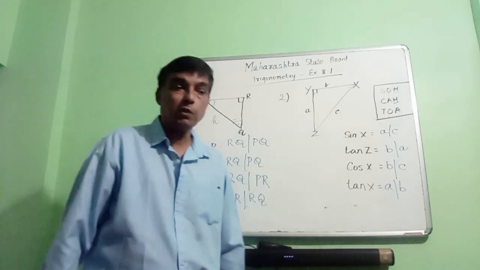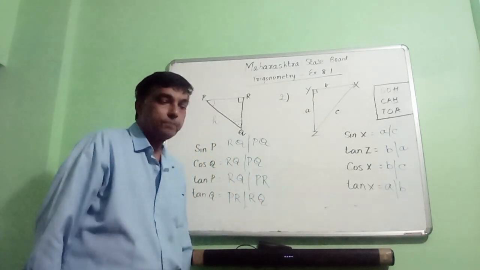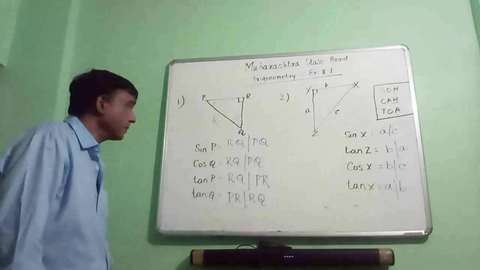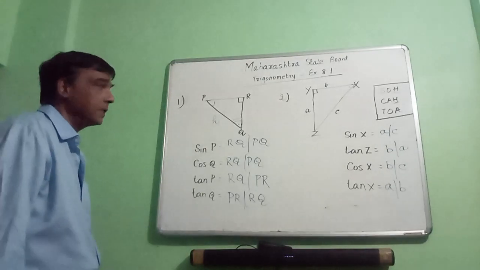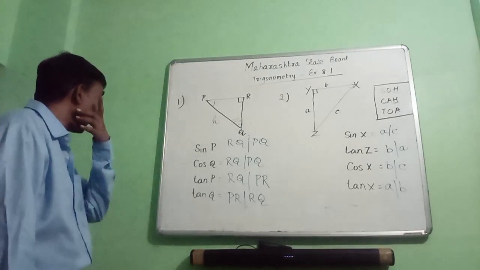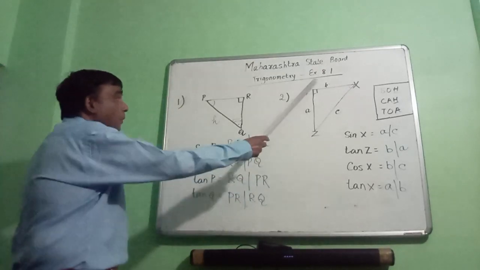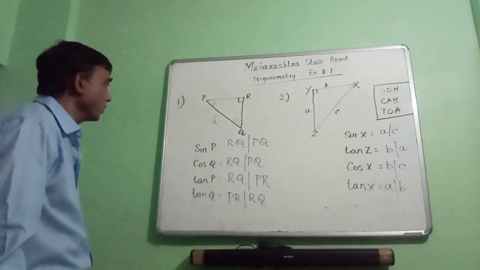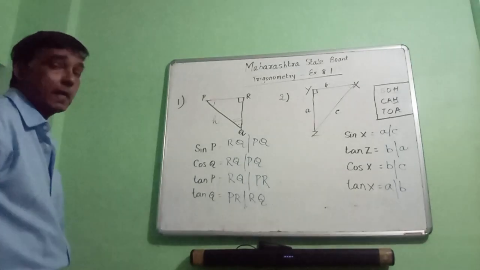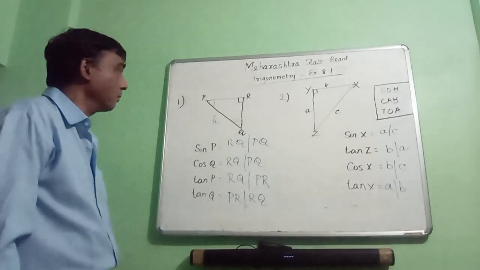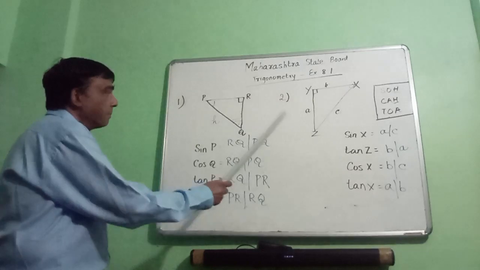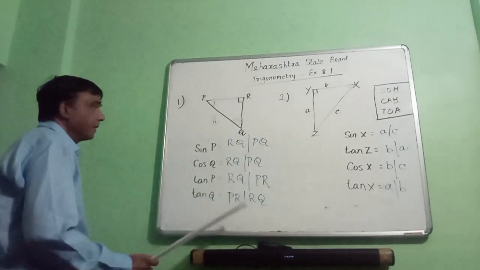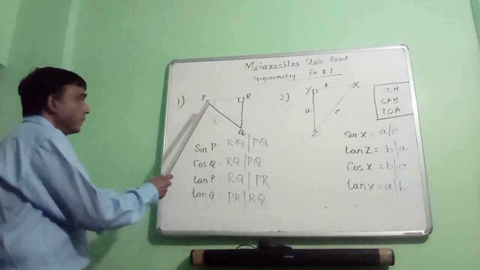In continuation of our trigonometry class, if you have not seen my previous videos, then please do see it. Here we have exercise 8.1, trigonometry, class 9, Maharashtra State Board. In exercise 8.1 there are 4 problems. On the board I have kept 2 of them. The remaining 2 we will be doing later.